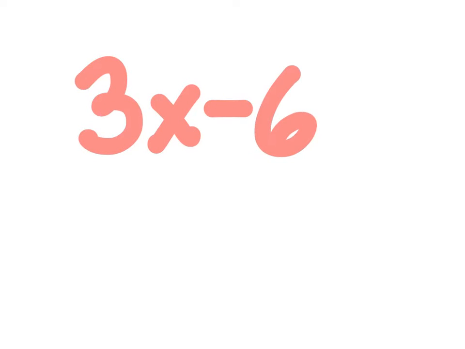Okay, so for this problem, we do not have it solved for y. So in order to solve for y, we need to move the x to the other side. Let me show that on screen. So I have 3x minus 6y equals 18. We are doing number 4.